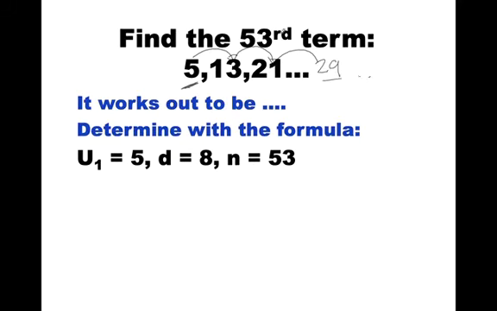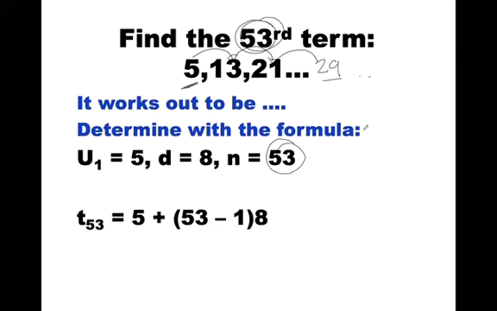And I'm being asked for the 53rd term. So n is 53. I plug into my formula, t subscript 53, start at 5, and add. Basically, 53 minus 1 is 52 jumps of 8 every time. So 5 plus 416. So the 53rd term is 421.